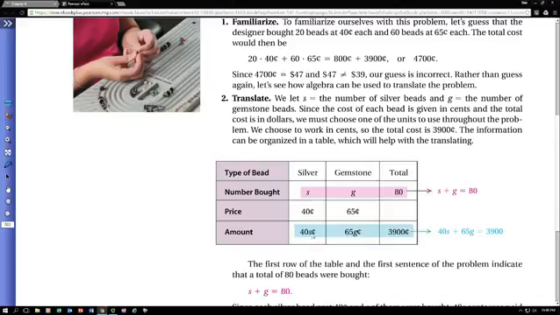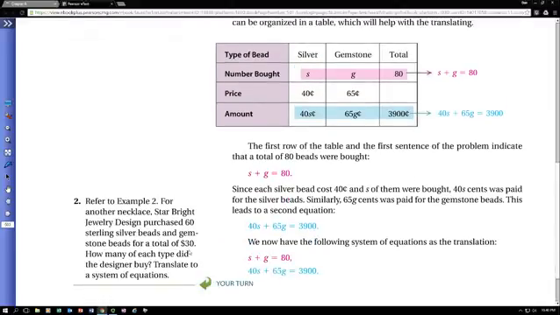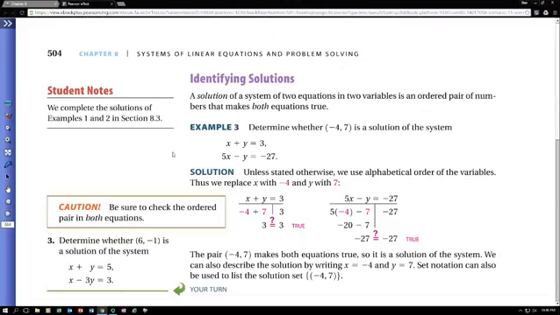Kind of have a translation thing in here that happens, saying, remember, we got to create an operation around this to represent the total value or total cost of each type of bead. So we end up with these two equations. S plus G equals 80, and 40S plus 65G equals 3,900. Looks like I have a system again.